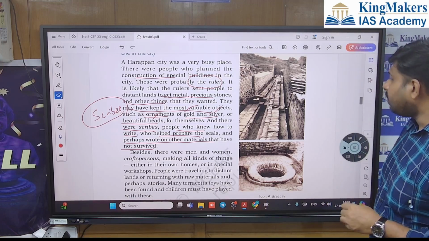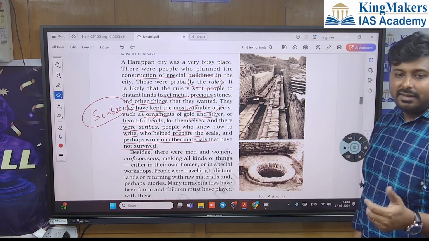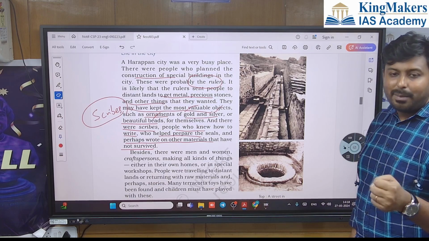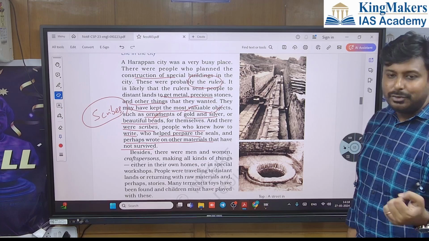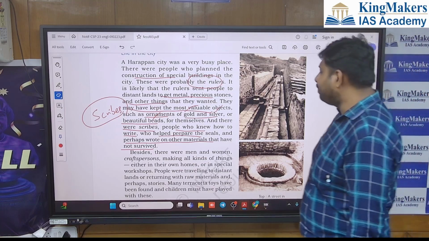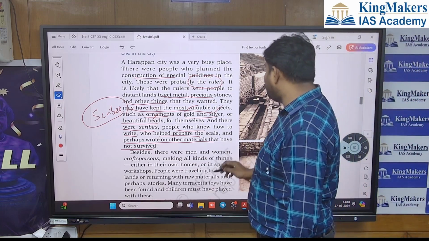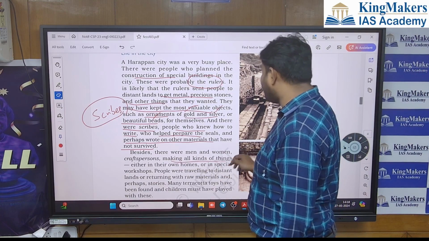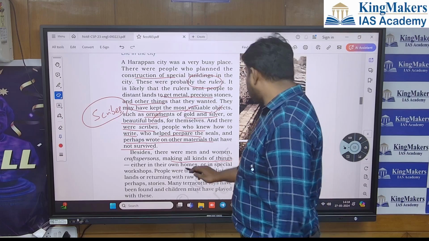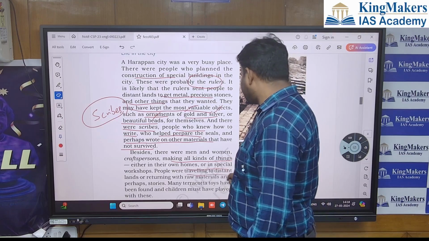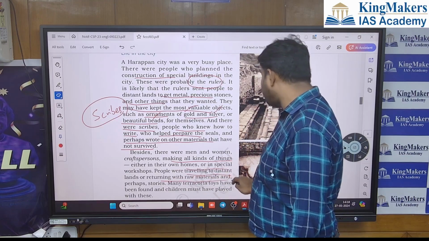Okay, and they were using gold, silver. There were copper mirrors found. Copper mirrors means shined copper was used to see the face. Okay. Besides, there were men and women craftspersons making all kinds of crafts. Like there were workshops, own homes. People were traveling to distant lands, returning with many new raw materials.